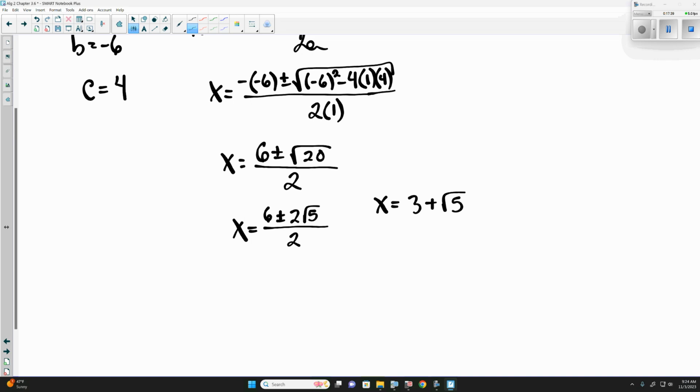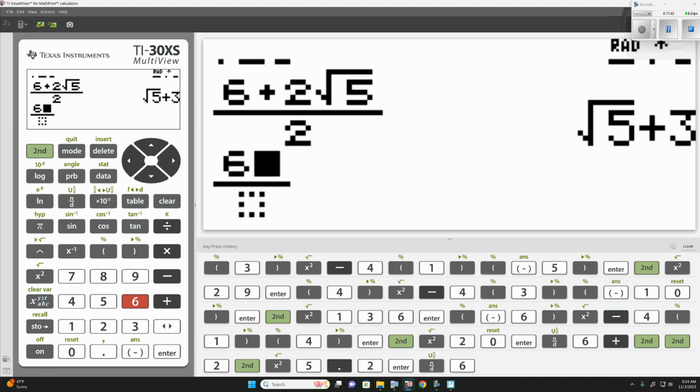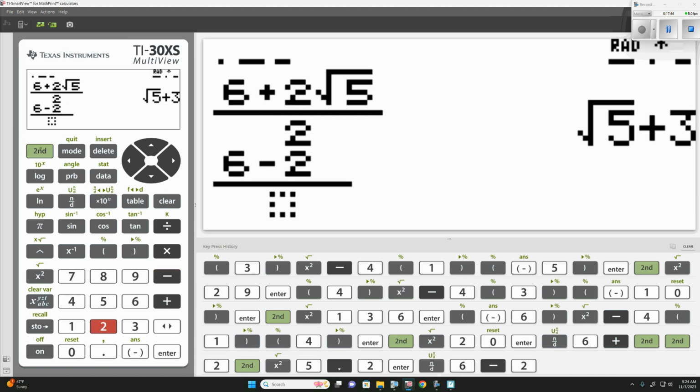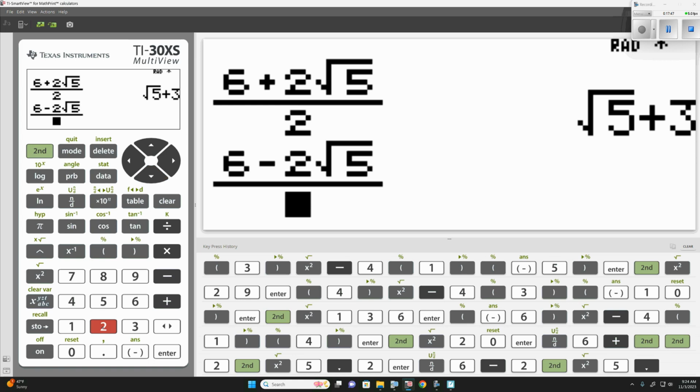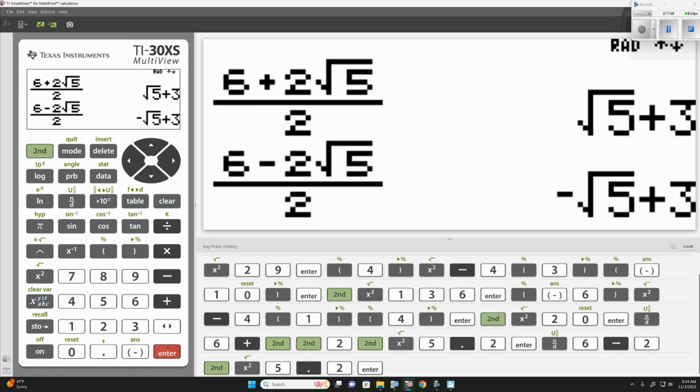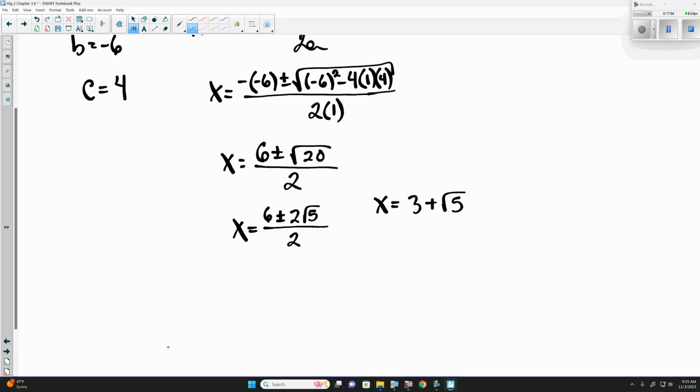I'm going to do it again. But this time, our other sign was minus. Yeah, so we're saying 3 minus the square root of 5. Three plus or minus square root of 5, because that's the only difference between them. Not that I know of.